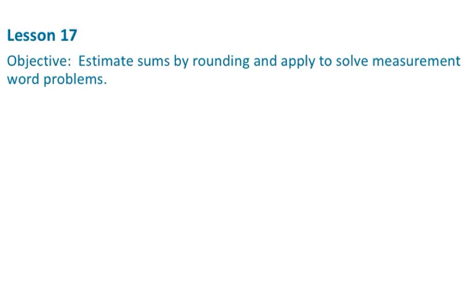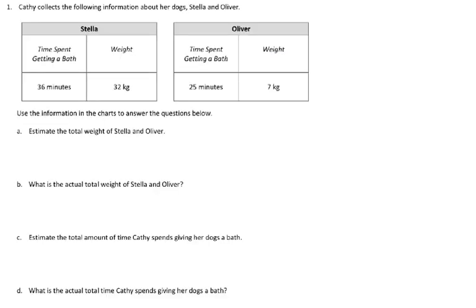This is Grade 3, Module 2, Lesson 17, and the objective in this lesson is to estimate sums by rounding and apply to solve measurement word problems. So we're going to look at question number 1 from the homework, and it reads, Kathy collects the following information about her dogs, Stella and Oliver.